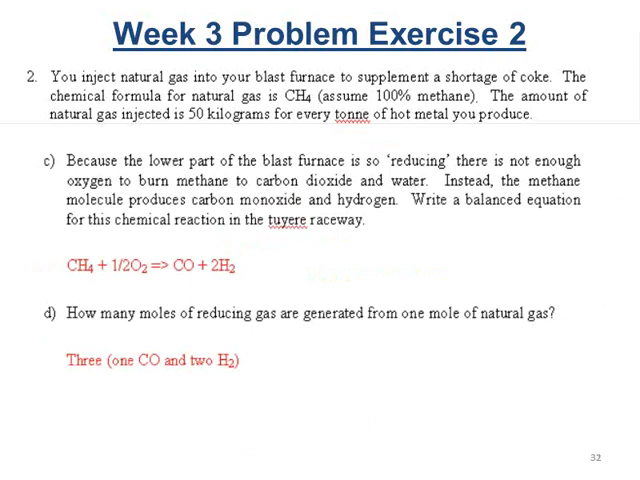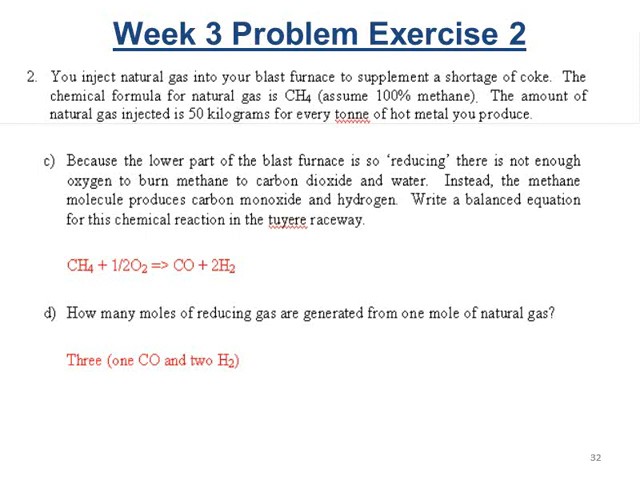So in this part here, because the lower part of the blast furnace is so reducing, there is not enough oxygen to burn methane to carbon dioxide and water. We'll talk more about this next week. So instead what happens is the methane molecule produces carbon monoxide and hydrogen. This is how we generate reducing gases, by injecting methane.